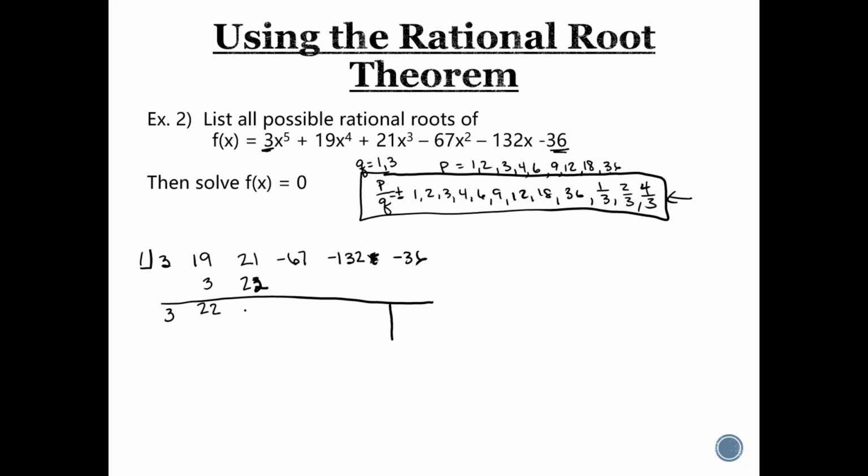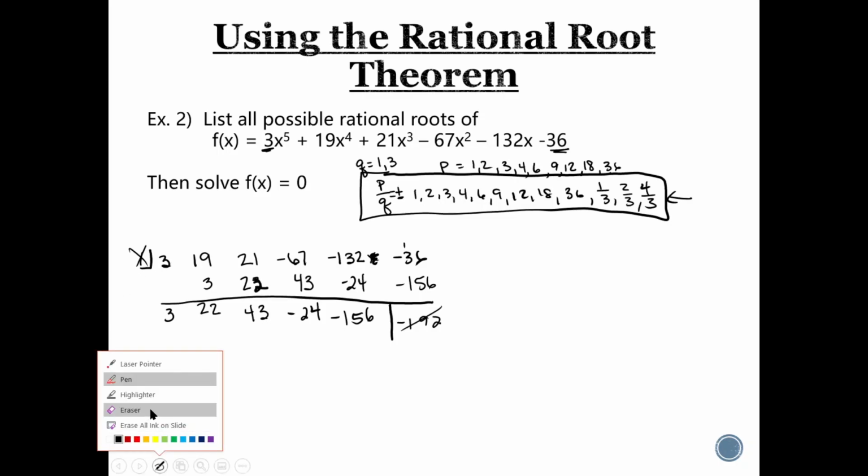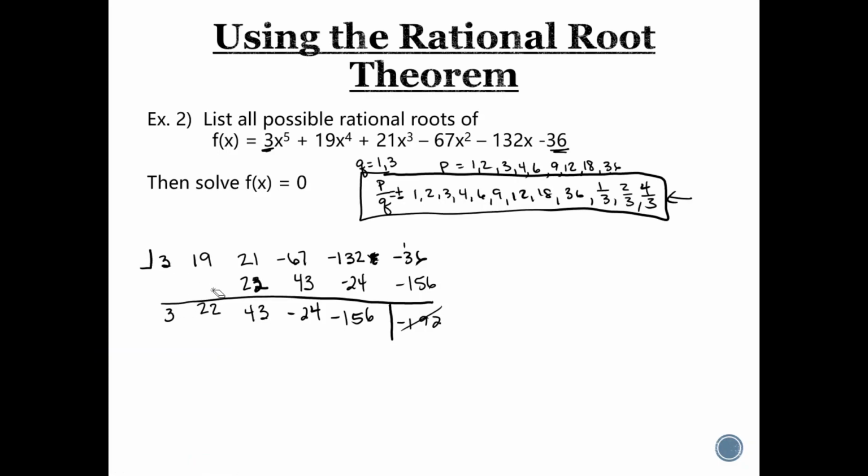Oops, 22. So we're multiplying, and then we're adding. And we can see that we get a number that is not 0. So this one does not work. So we're going to continue this process until we find the one that works. So we'll erase this, and we will pick another one.